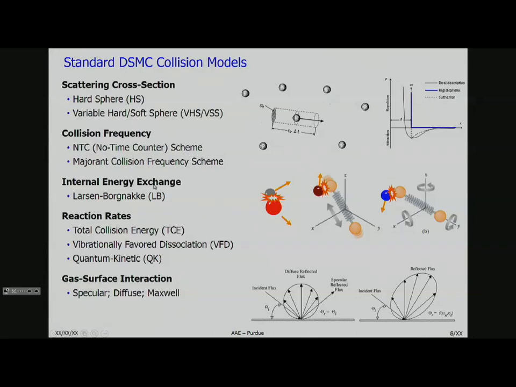So let's go through some of the standard DSMC models required for collisions. I'm not sure how much of this you went through. You'll certainly go through it more later, and this is something to learn about if you use DSMC for your final project. So first is what happens when molecules collide. How do they scatter? What's the deflection angle for the collision?